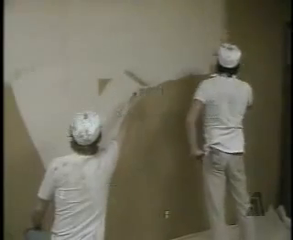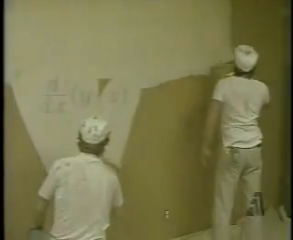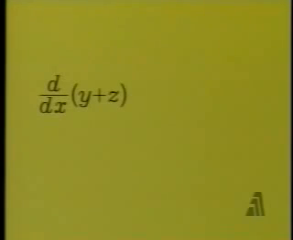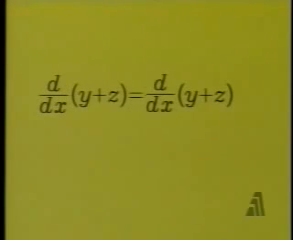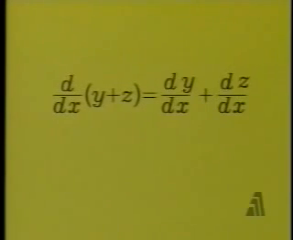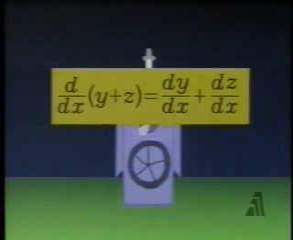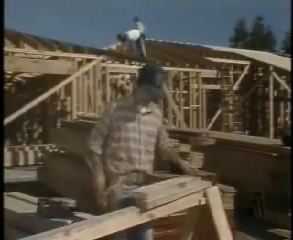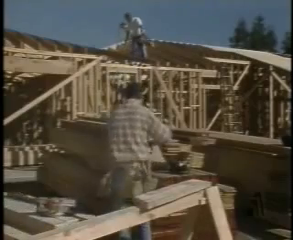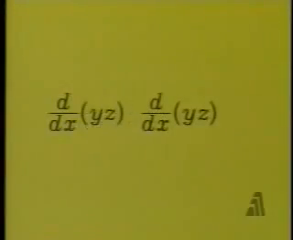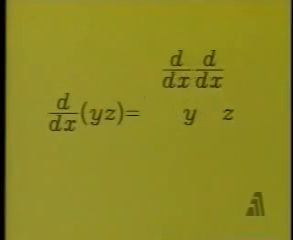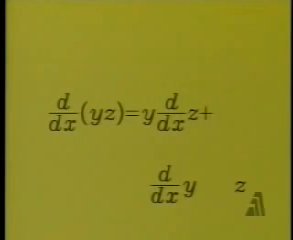That's how the sum rule works. The derivative of the sum is the sum of the derivatives. Another handy tool is the product rule. The derivative of the product y times z is y times the derivative of z plus z times the derivative of y.